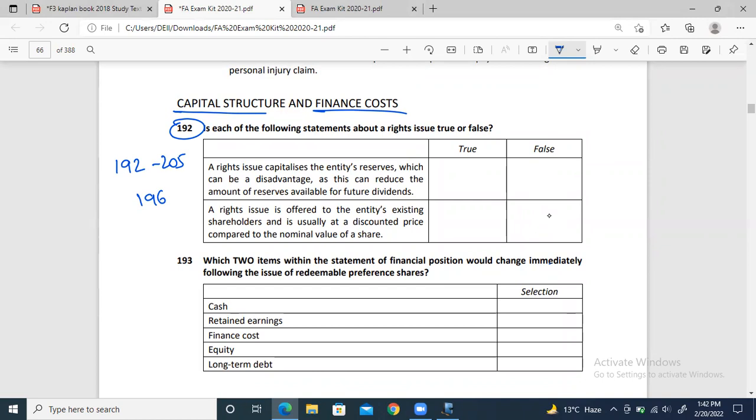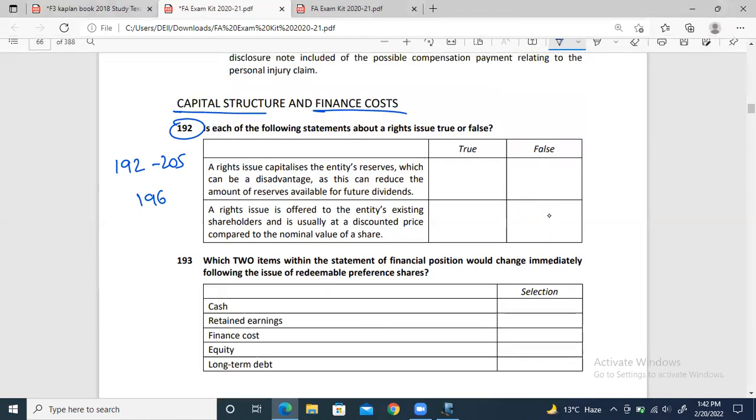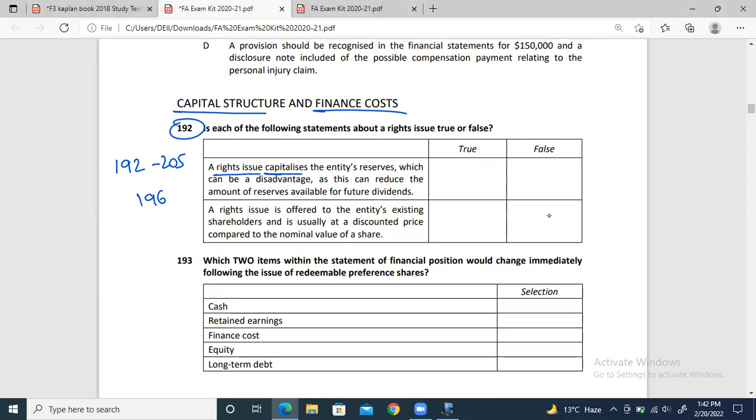Okay, now these are very simple questions. If you have understood the chapter, they're very simple to understand. So a right issue capitalizes. Remember the word capitalize over here. It's not that IAS 16 capitalize. So over here capitalizes means uses. Okay. So anything which is using something, we can say it's capitalizing it.